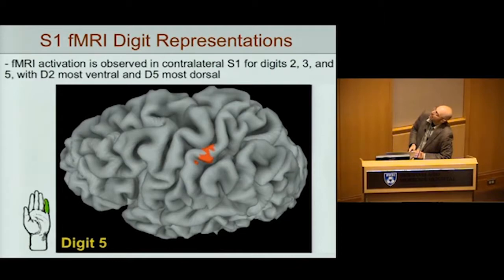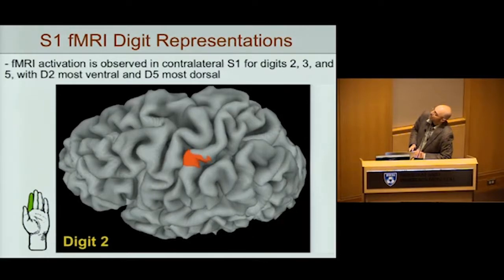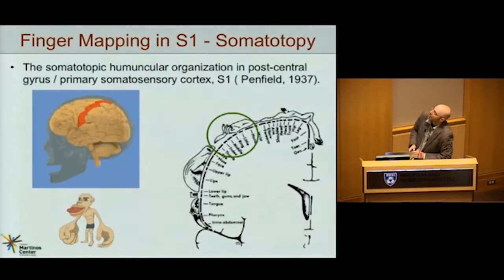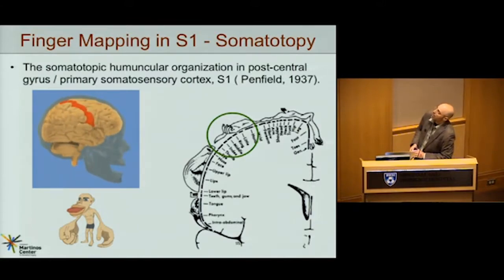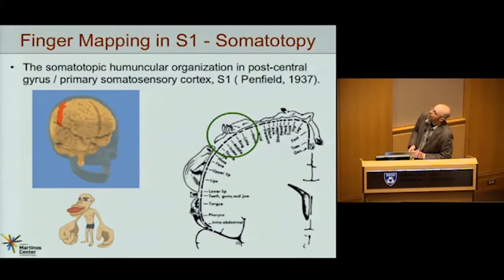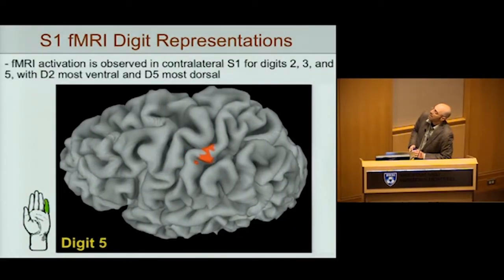And you can see that as we go from digit 2 to digit 3 to digit 5, the activation is going up the gyrus. And this matches very nicely with what Penfield found as we go from thumb to index to middle to ring and to little finger in the hand. So the point here is that we can non-invasively assess the same type of somatotopy that Penfield was able to do with much more invasive techniques.